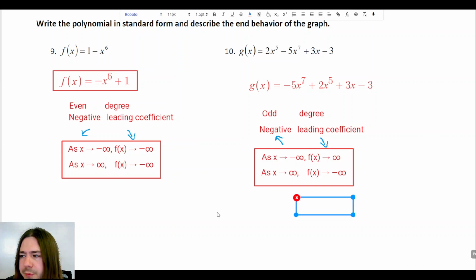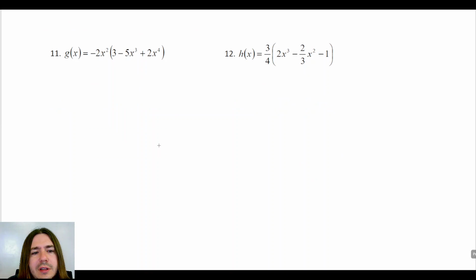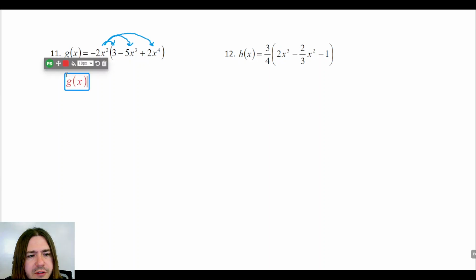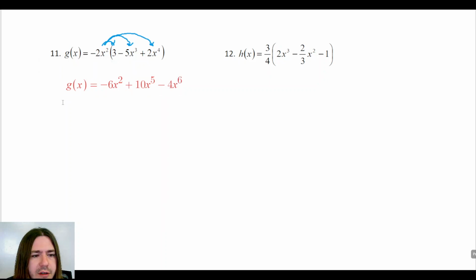So yeah, there's number 10. Here's the function, here's the end behavior. So let me go ahead and box the actual function in standard form. Number 11, it looks like we've got to do a little distributive property here. We need to multiply this in, so I'm going to do this in two separate steps. First, I'm going to multiply this term in here, and then I am going to rearrange the terms to put it into standard form. So first, let's go ahead and multiply that in. Negative 6x squared plus 10x to the 5th, oh, that'd be minus 4x to the 6th. And so then I'm going to rearrange this and put it into standard form.